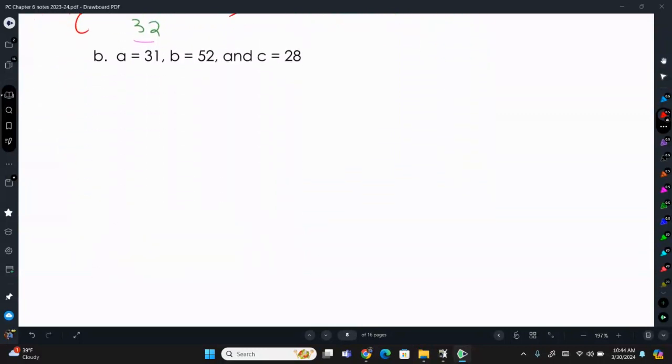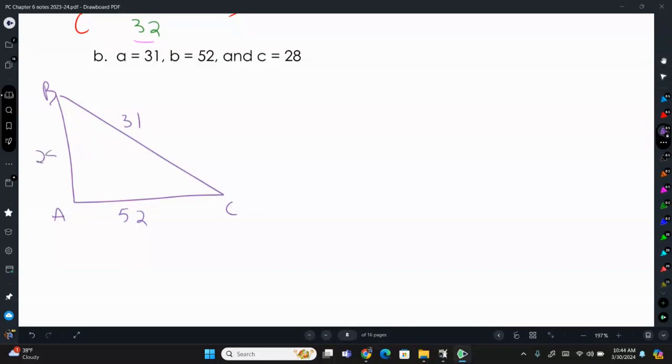So then letter B, well, we have three lowercase letters, so we know it's going to be the three sides that we're given, A, B, C. Side A is 31, side B is 52, side C is 28. So this is an SSS situation. So first we have to figure out the semi-perimeter. That's all three sides added up, 28 plus 31 plus 52, divided by 2.